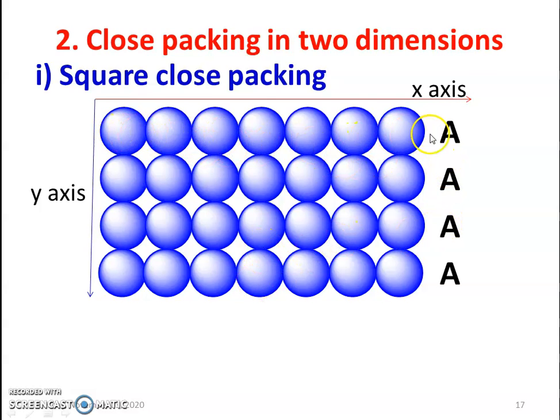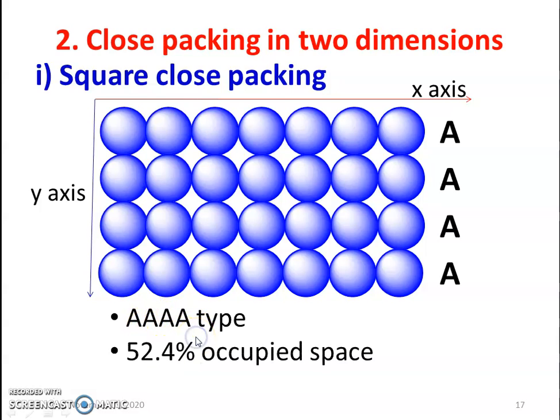And you can look at the first layer and second layer, which are the same. So the second layer is exactly aligned with the first layer. Similarly, all the layers are exactly aligned. So this type of arrangement is called square close packing, and this is AAA type of arrangement. The occupied space is 52.4% and the rest of the space is empty.